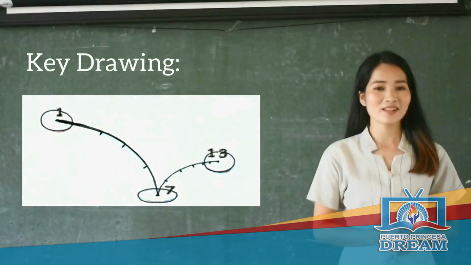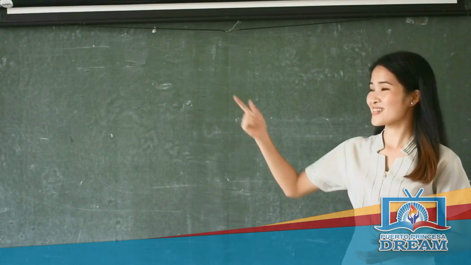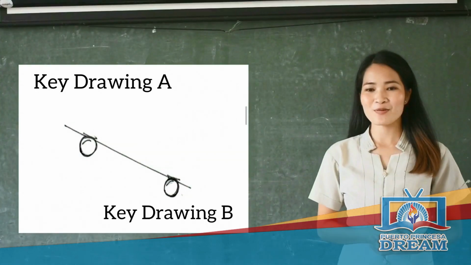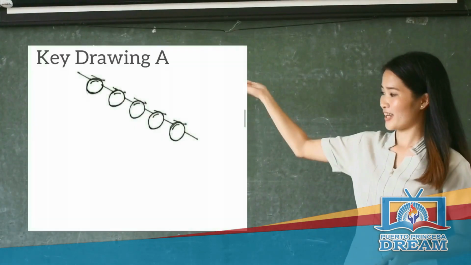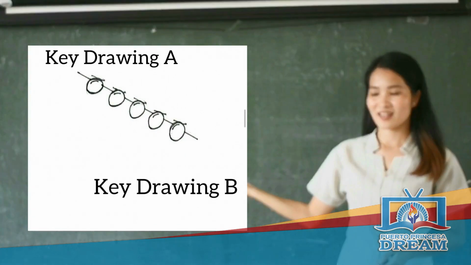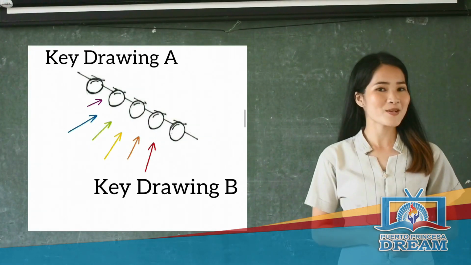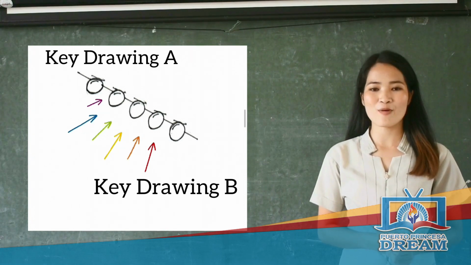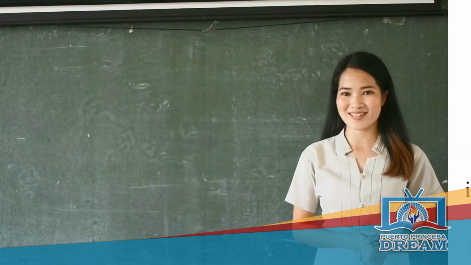An example is just the same like this: key drawing A and key drawing B. Another one, we have key drawing A and key drawing B. These arrows represent the in-between drawings, which is made first by being halfway between the two key drawings.